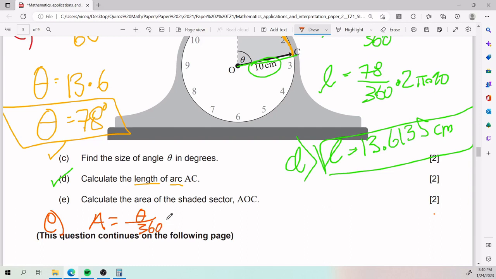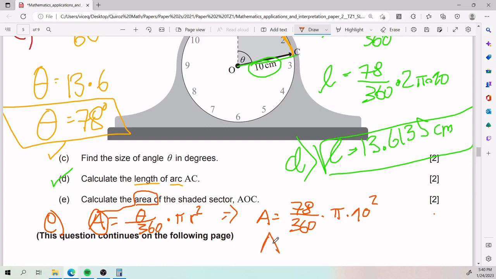Theta divided by 360 times pi r squared. This big A represents area. See? So I'm just going to go ahead and plug in, right? So the area of my sector is going to be equal to the theta that I defined, which was 78, divided by 360 times pi times r squared, we said was 10. So I plug all of that into my calculator, and you end up with just about 68.0678 centimeters.